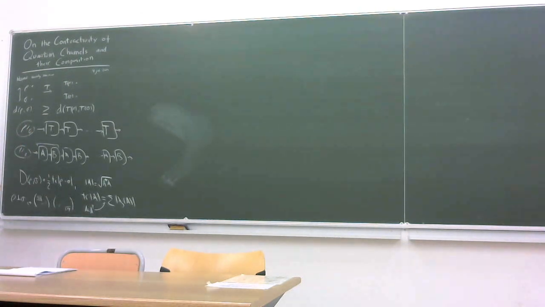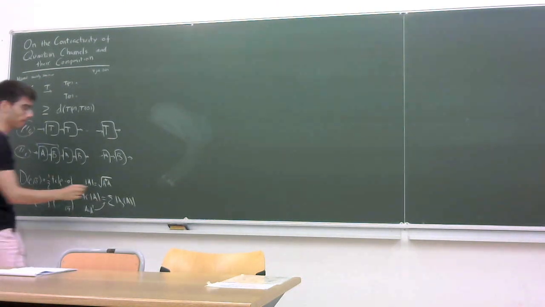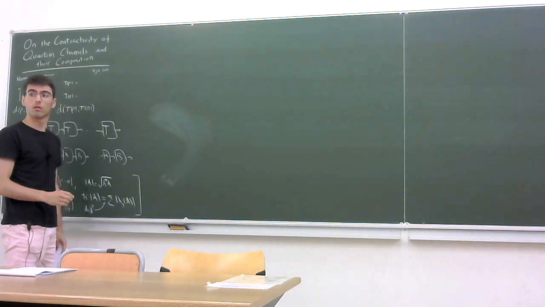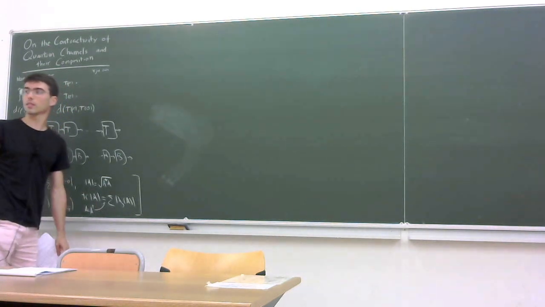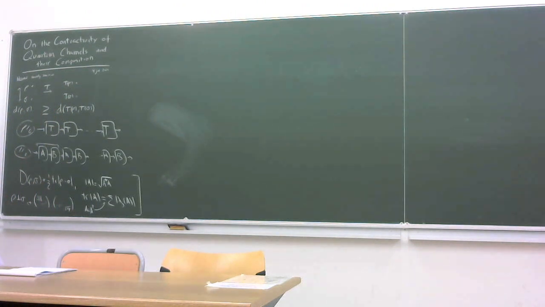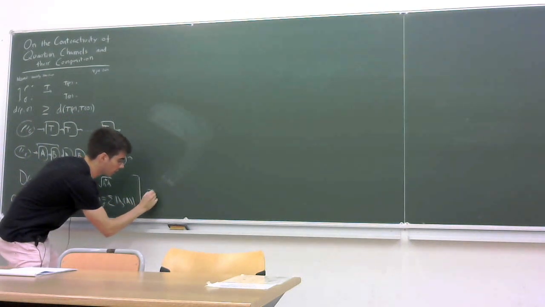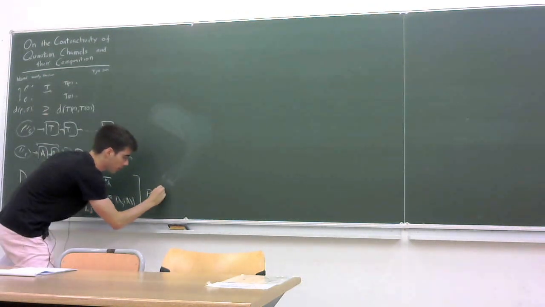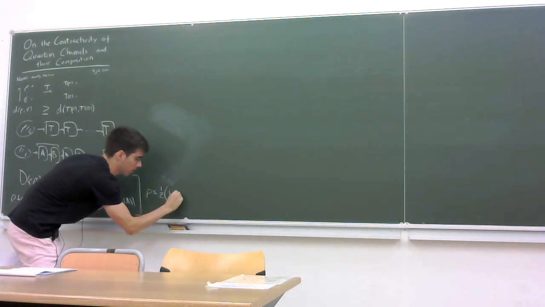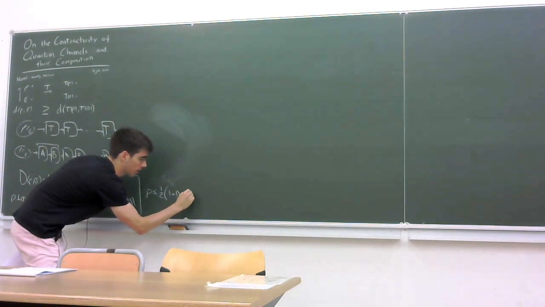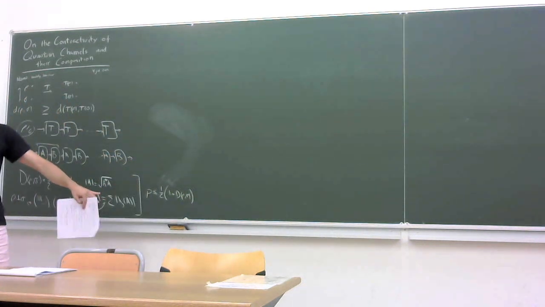Why do I like this distance? I like this distance because it defines the maximum probability with which you can distinguish between the two density matrices, by making measurements and then recognizing them from the measurement outcomes. So the idea is that you can distinguish rho and sigma with probability p only if p is less than 1/2 plus the trace distance. So this is the idea.